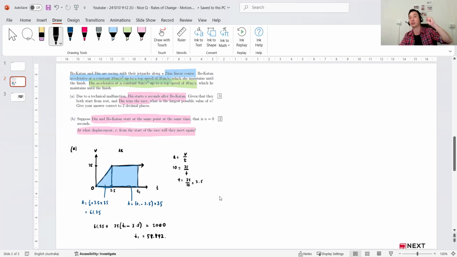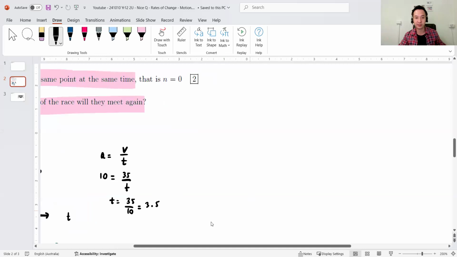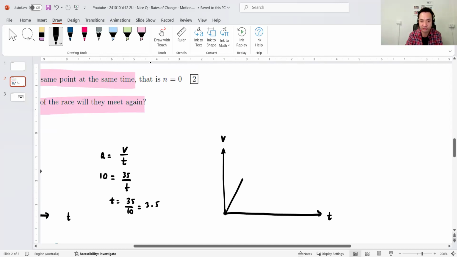Now we're going to do exactly the same thing for DIN, and I'm hoping that DIN takes a shorter time because he should go faster. And then the difference in the time is what the question's asking for. So same approach: whip up the velocity time graph for DIN, who is supposed to travel faster. So I think he accelerates for longer. Let's actually work that out.